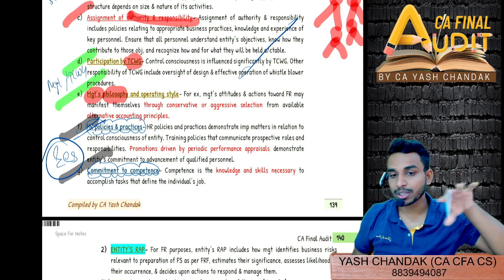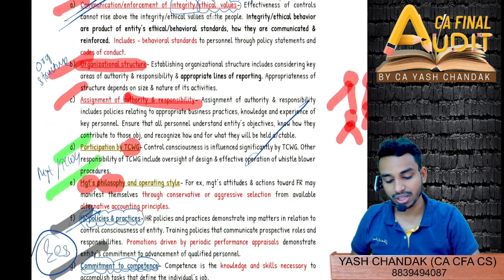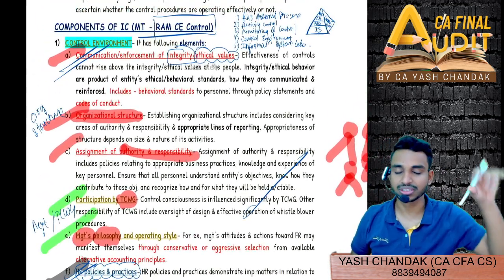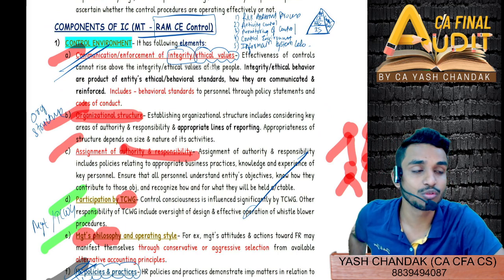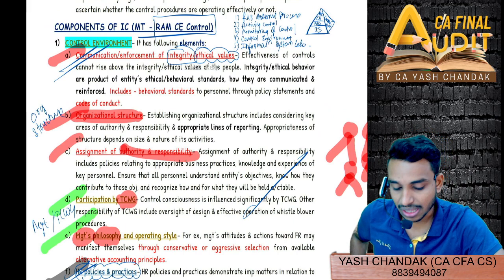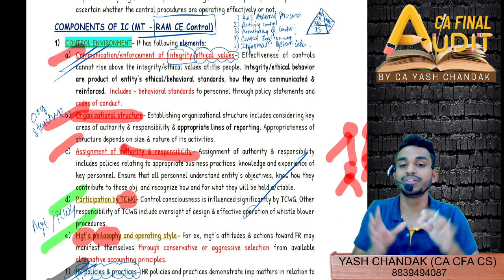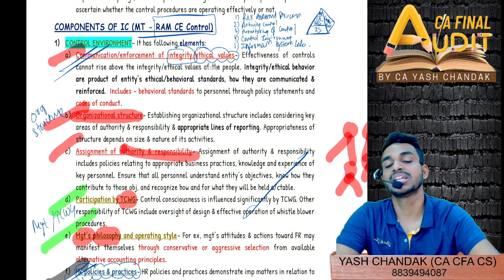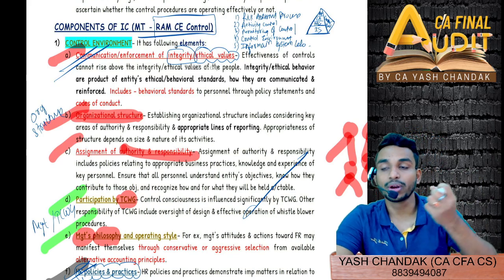parts. One was with respect to organizational structure. So within the organizational structure category, theme wise, there was one point which relates to organizational structure only. Then the second point was with respect to communication and enforcement of integrity and ethical values, right? And one was with respect to authority and responsibility.